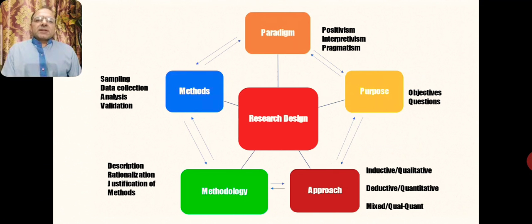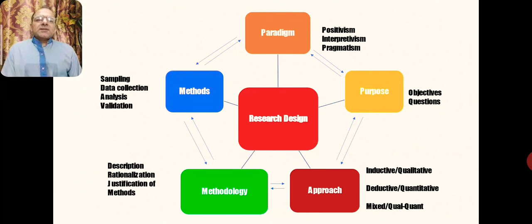And the last, but actually not the least, and one of the most important considerations, is thinking about the methods: the particular methods and procedures of data collection and analysis, and the validation of that data. So methods include the sampling procedures, the data collection methods and procedures, and it also might include the data analysis and the validity and reliability considerations.